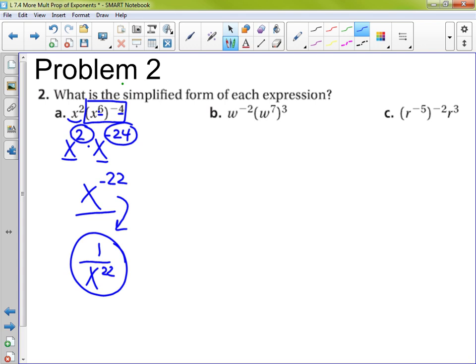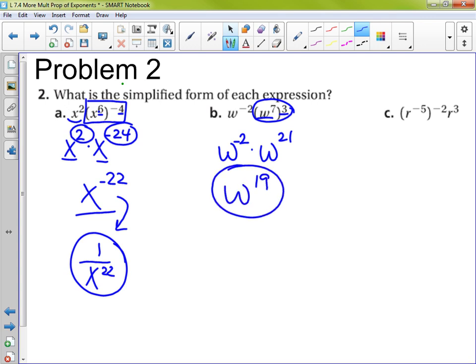So very similar in part B. W to the 7th raised to the third power. You multiply 7 times 3 to get w to the 21st. And that's being multiplied by w to the negative second. Negative 2 plus 21 is 19. So it's w to the 19th power.